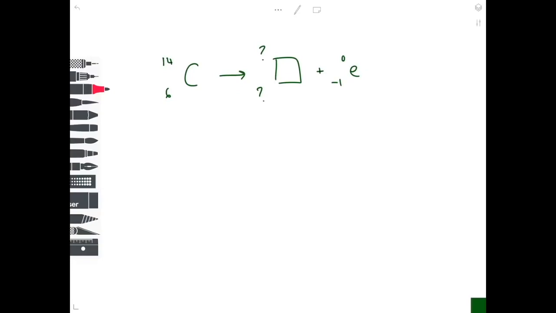So in this question, we're looking for the new mass number and the new proton number again. So we have a neutron turning into a proton, meaning that the mass number is unchanged, which is why I'm going to write a 14 here. Because we've gained an extra proton, it means the atomic number will have gone up by 1, forming 7. And because you have a new atomic number, we have a new element. And that element, according to the periodic table, is nitrogen.